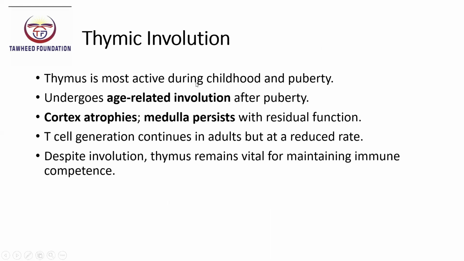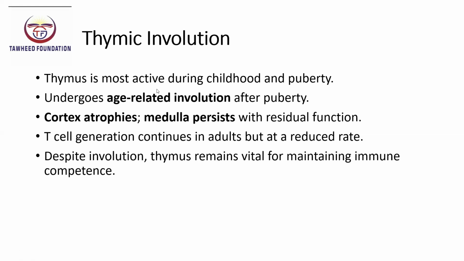Next is thymic involution. The thymus is highly active during infancy and childhood, reaching maximum size and activity around puberty. So this thymus is most active during childhood and the puberty phase. After that, it undergoes age-related involution, where much of the thymic cortex is replaced by adipose and connective tissue. However, some thymic tissue remains functional throughout life.